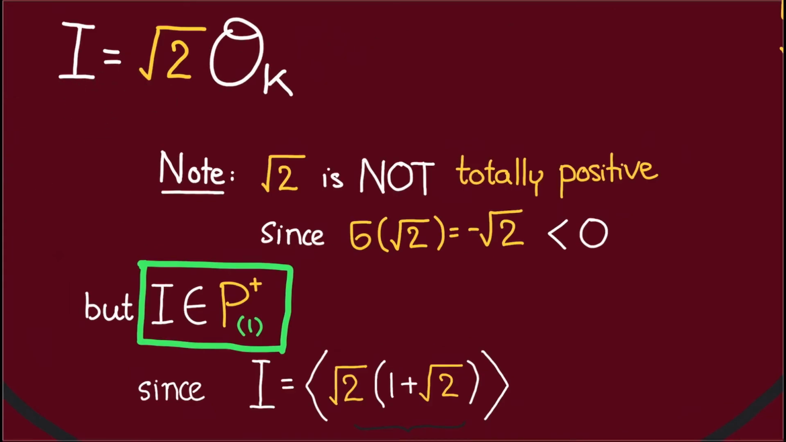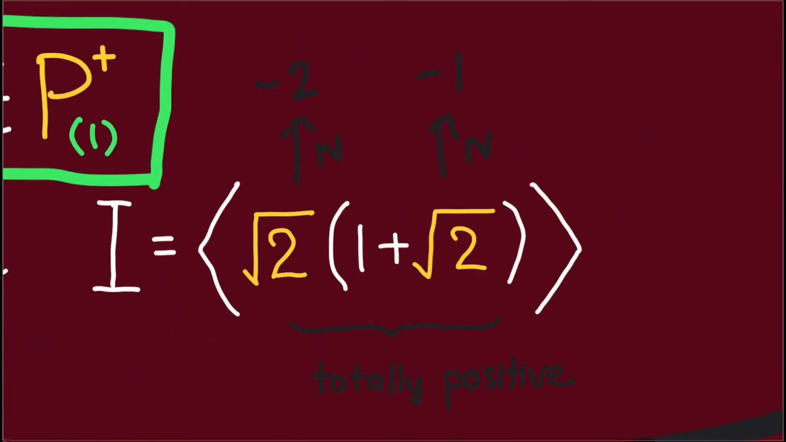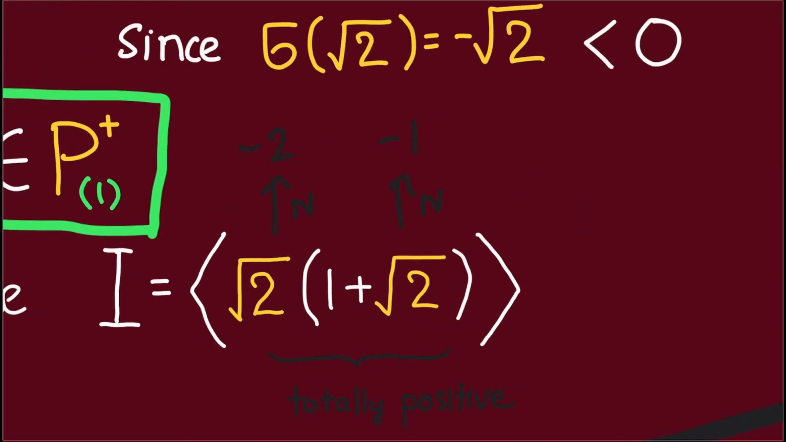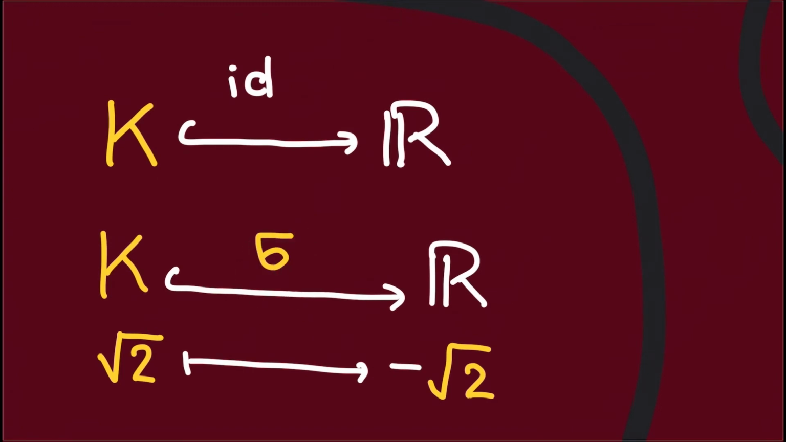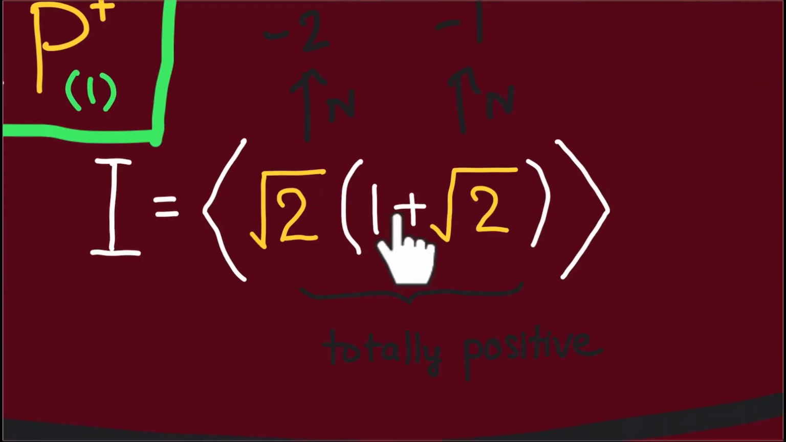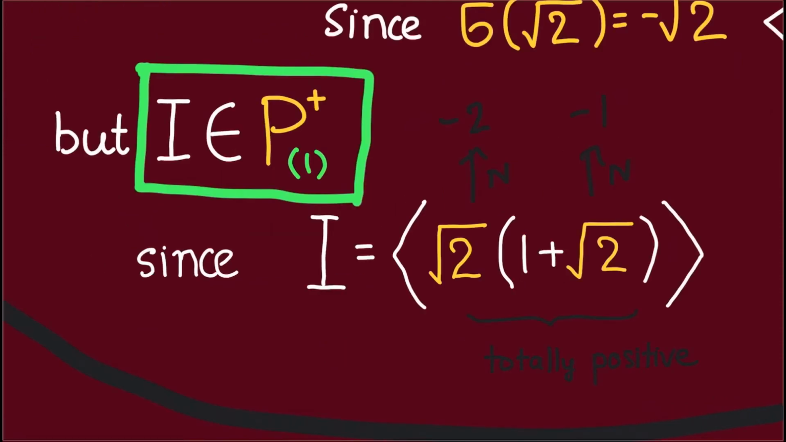Well, every generator of I is going to be an associate of square root of 2, right? Which means that it's going to be the product of square root of 2 with some unit. Now, square root of 2 has norm minus 2, and this unit has norm minus 1. So this whole product has norm 2, which is positive. Thus, the conjugate of this product must be a positive number. And note that the conjugate of this product is just the image of this product under this sigma map here. So we see that this product is totally positive, and thus I has a totally positive generator. This means that I lies inside P_1^+ as claimed.